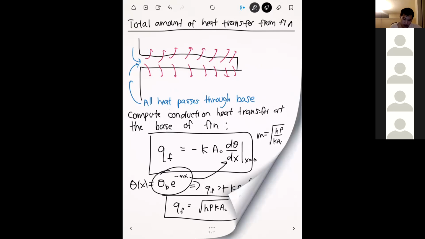Any questions on this before we do another example with the fin? Okay, all right. So let's do an example just to pull all this together.